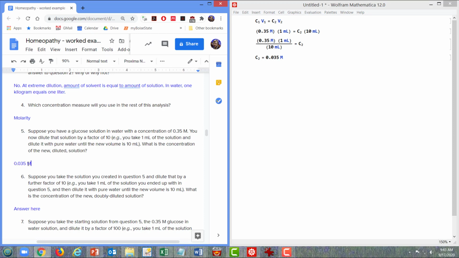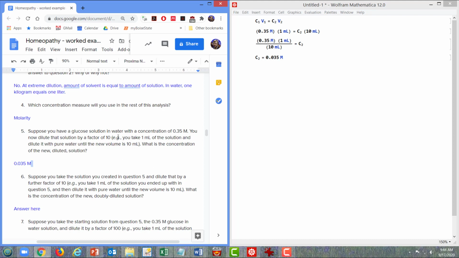0.035 molar. Now, when you get an answer in one of these activities, you should stop and think about it. What happened to 0.35 when we diluted by a factor of 10? 0.035. We moved the decimal place one spot to the left. Let's remember that. Suppose you take the solution you created in question 5, the 0.035 molar, and dilute that by a further factor of 10. So you take a milliliter of this solution, dilute it with pure water until the new volume is 10 milliliters. What's the concentration of the new doubly diluted solution?